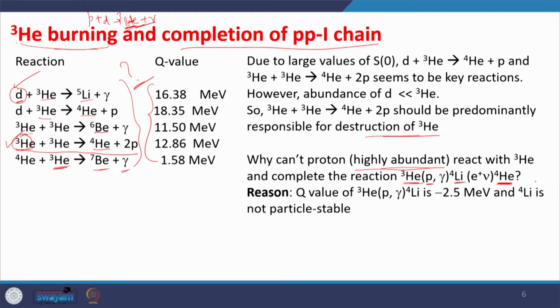However, the Q value of this reaction is negative, minus 2.5 MeV, and lithium-4 is not particle stable. It is full of nuclear reactions. Initially I told you, in nuclear astrophysics, to understand the features of astrophysics and astronomy, the role of nuclear physics comes into the picture in terms of nuclear reactions. And as we are discussing the different burning stages, what are the various types of nuclear reactions coming into the picture?